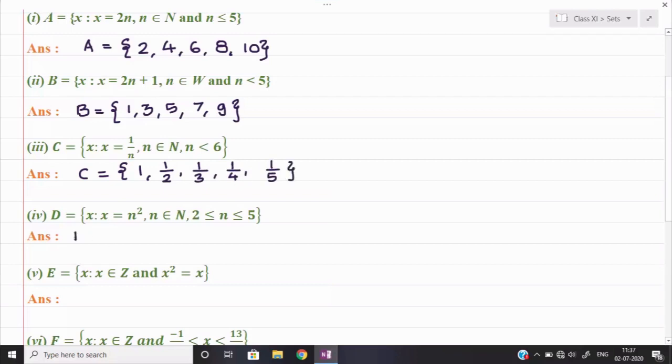Similarly, see part D. Here the value of x is equal to n square, and n should belong to the set of natural numbers.